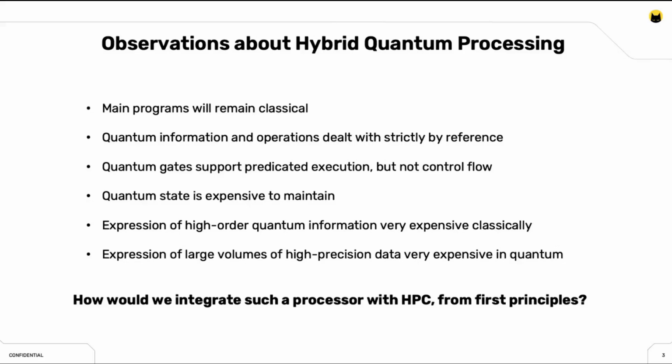So let's think about this for a moment. And these are some assertions that I think we can debate, but I think I have a pretty strong basis for asserting that if I look at a quantum HPC program, which may have multiple processes in it, each of those has a main program that's going to remain classical.